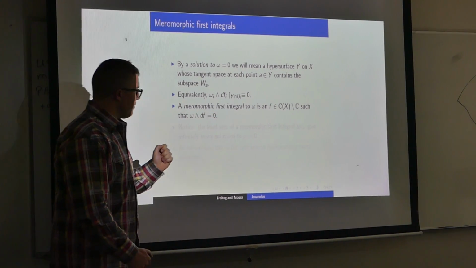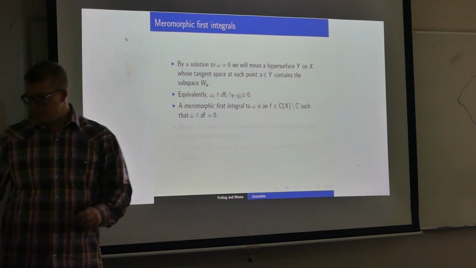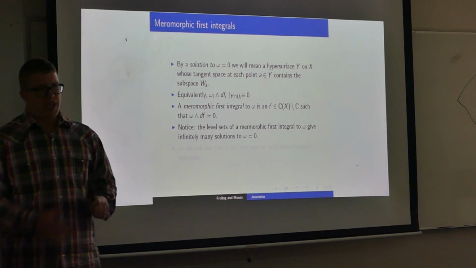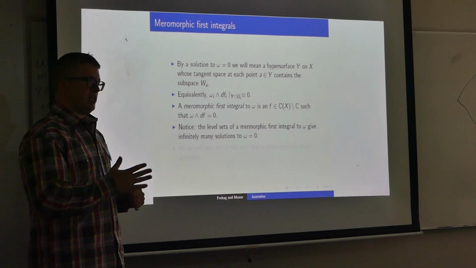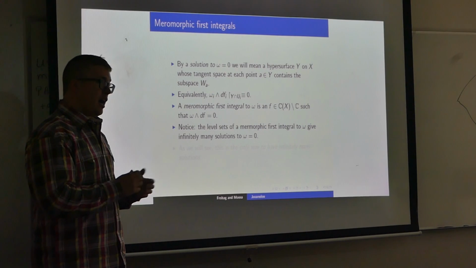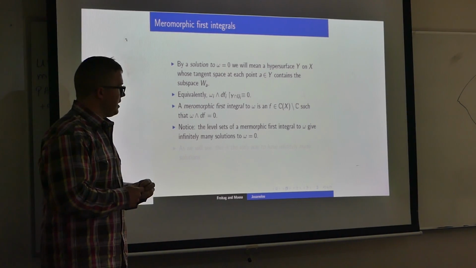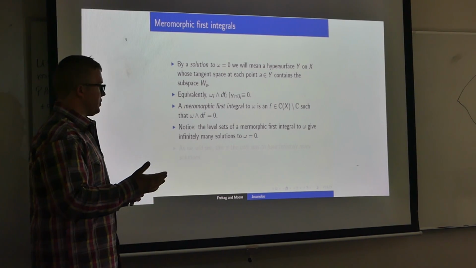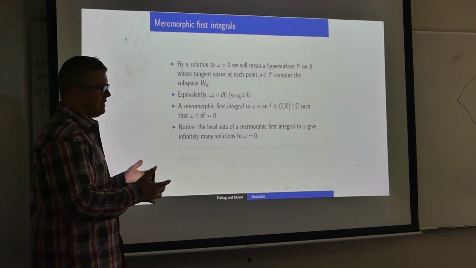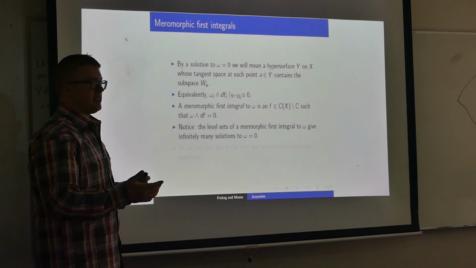But now it's not hard to see that the level sets defined by f(x) = a will determine infinitely many hypersurface solutions to omega, in the sense that I've defined things. Because if you take the equation f(x) = a and you take d of that, well, that's just df, because d of a constant is 0.